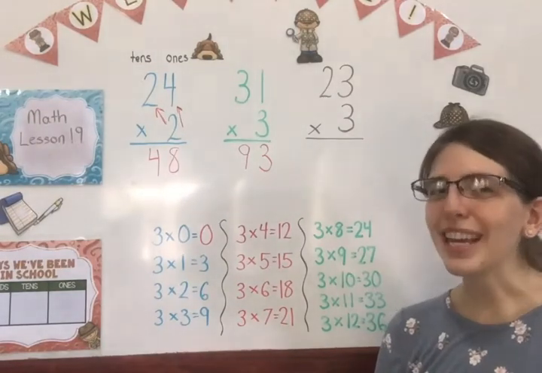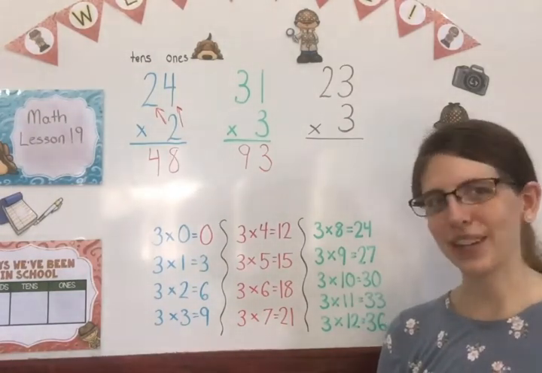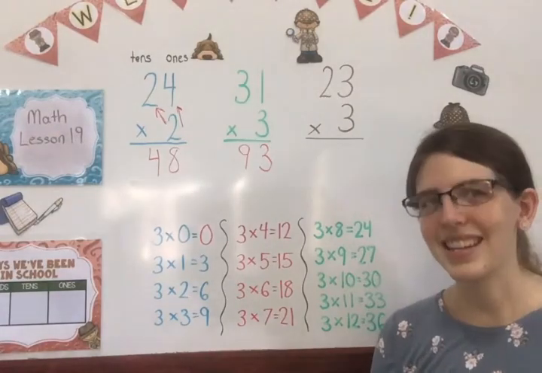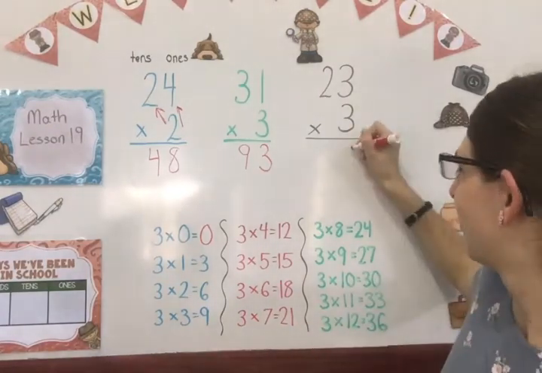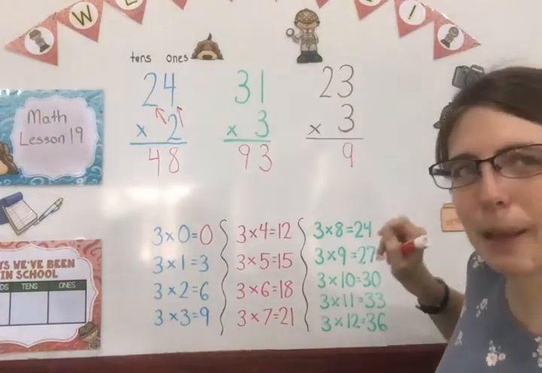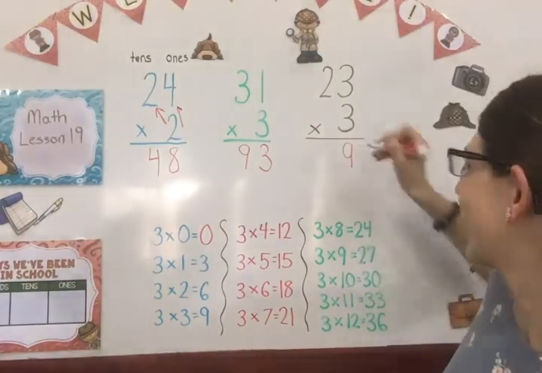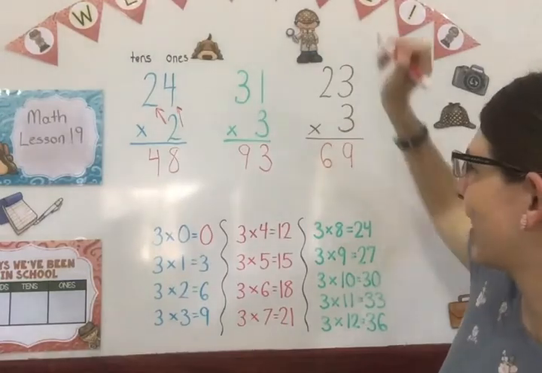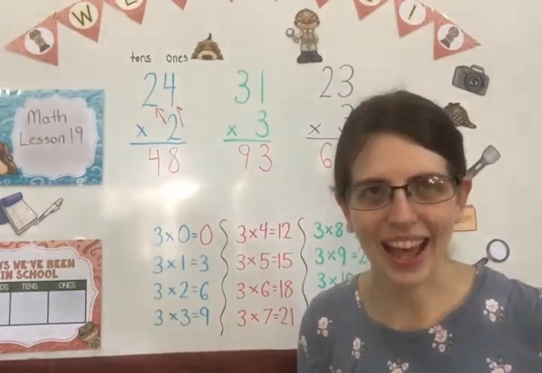3 times 3, you're right. So 3 times 3 is 9. Very good. Now 3 times 2 is 6. Excellent. So your answer is 69.